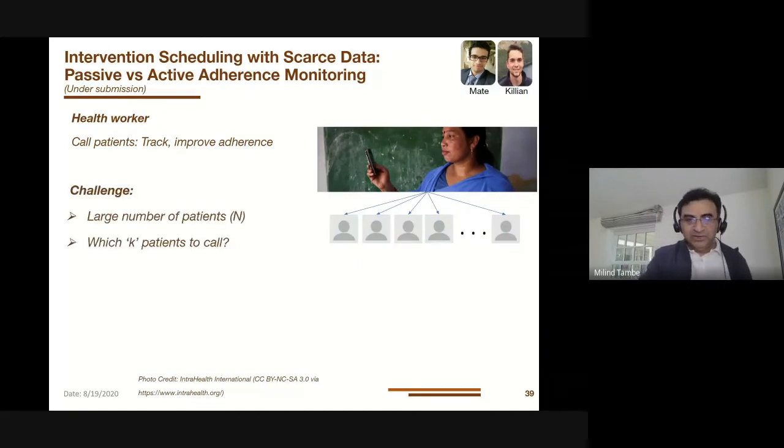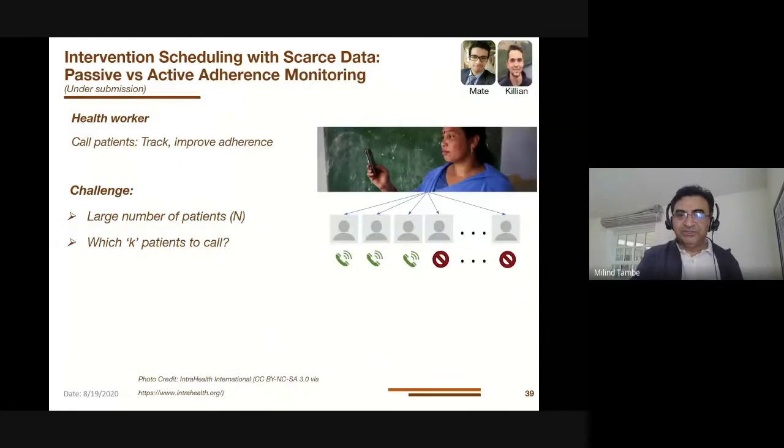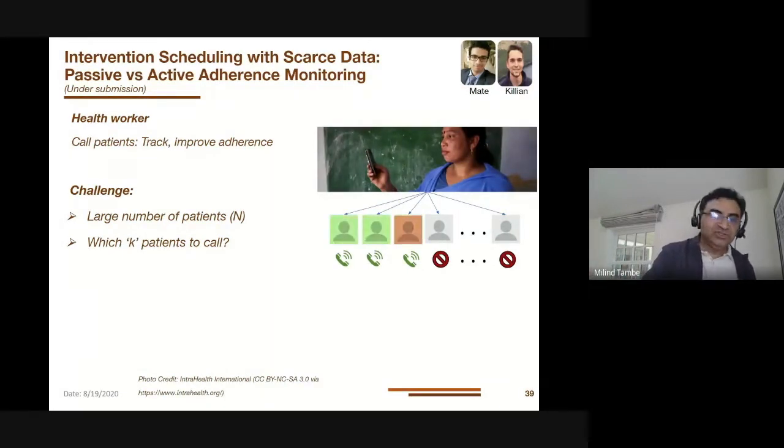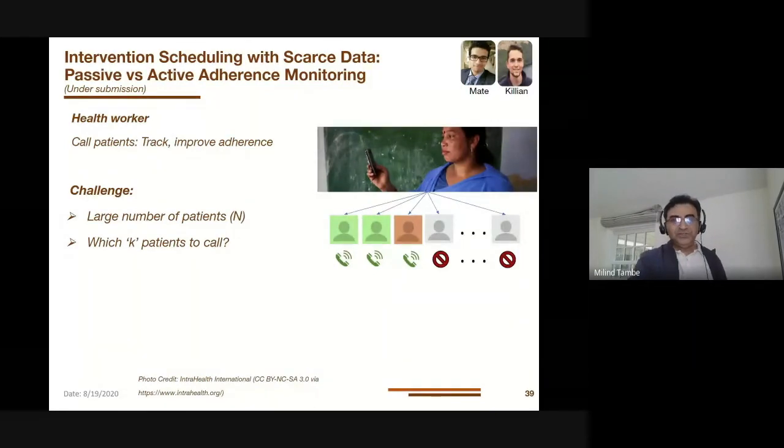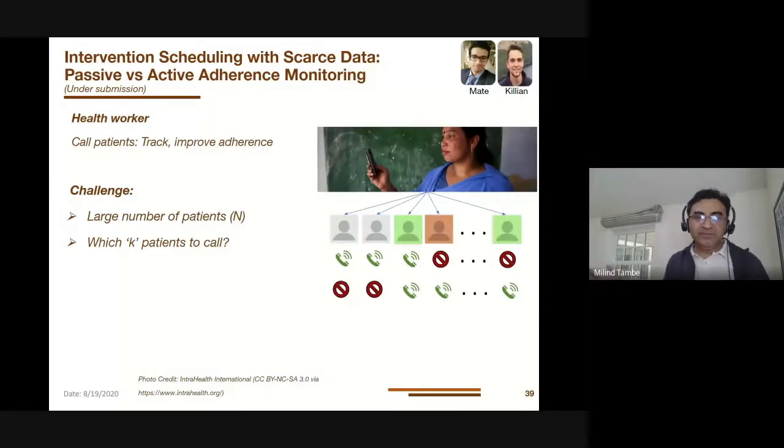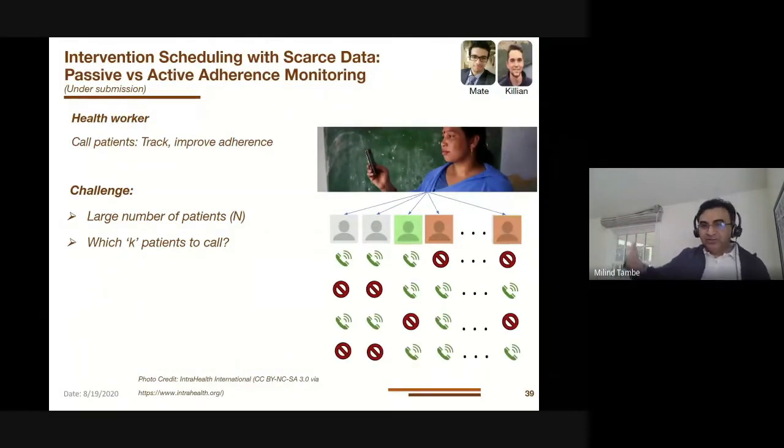Out of 200, she can call maybe 5 or 10 patients a day. So she may call, in this case, 3 patients to ask, are you adhering to your TB medicine or not, and encourage adherence. She may find out that of these 3, 2 took their medicine, the last one didn't. Now she has to decide who to call the next day. Maybe she calls these 3 patients, and again finds that patient number 4 didn't take their medicine, but other patients did. In this way, you keep calling, trying to decide who to call every day, because you can't call everybody every day. So this is a problem where we want to maintain adherence in a large population where we can only call a few patients a day.